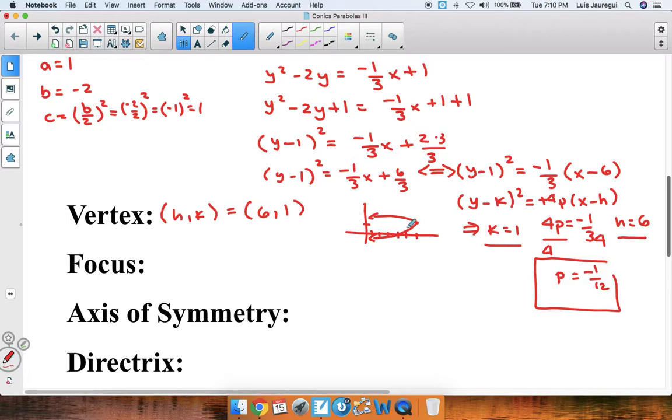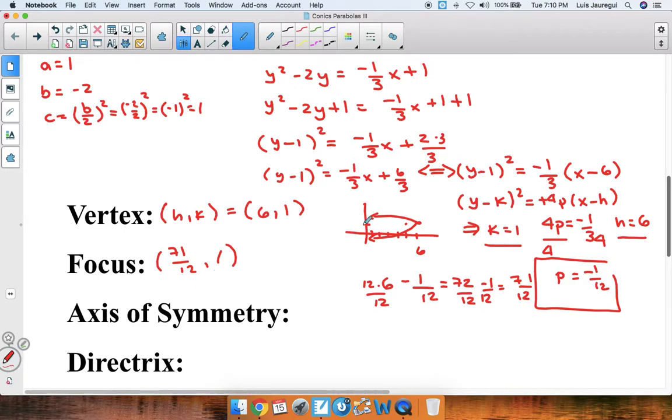Now the focus. The focus will be the point here on the axis of symmetry that is 1/12 units apart from the vertex. So notice that in this case I'm going to take my x value of 6 and subtract the 1/12 in order to get the focus. So I have 6 minus 1/12. Now the 6 gets multiplied by 12 over 12, so we get 72 twelfths minus 1/12. That gives me simply 71 twelfths. So the focus will have a coordinate of (71/12, 1), where the y coordinate is on the axis of symmetry, 1.